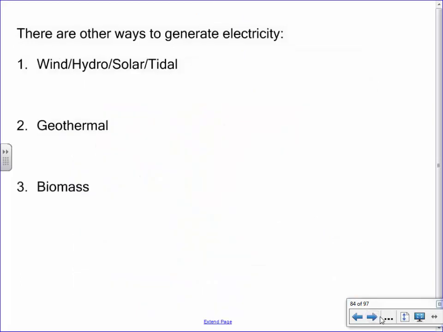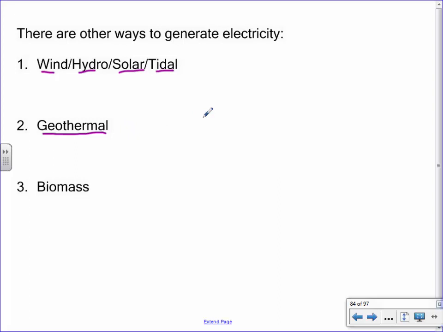I think my next slide is going to talk about that. There are these other ways of generating electricity. Okay. This one we've already talked about, wind and hydro and solar and tidal. All of these ways are about spinning a turbine. Does anybody know what geothermal energy is, though? It's a little different. It's not about spinning a turbine as much. There's a different mechanism here. Anybody know?